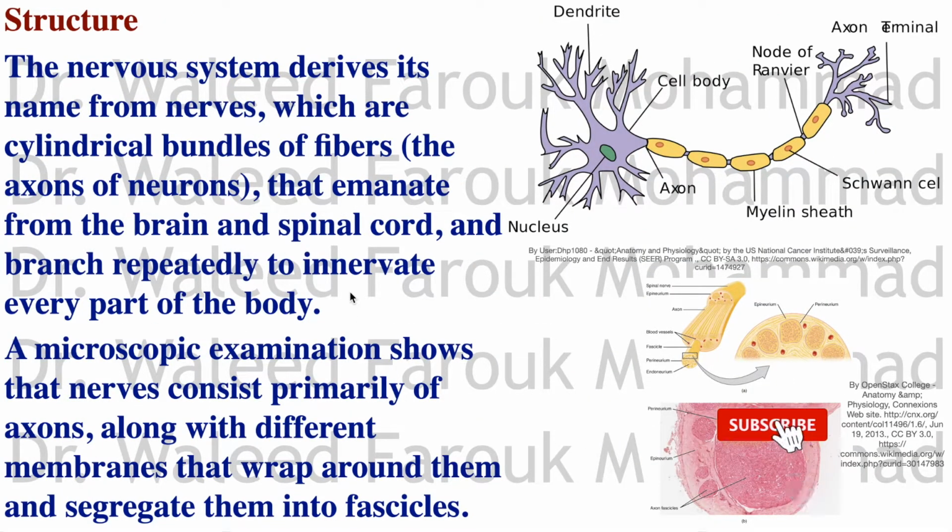The structure of the nervous system: the nerves are cylindrical bundles of fibers, as you can see here, called fascicles. They originate from the brain or the spinal cord and branch repeatedly to innervate every part of the body. On the microscopic level, examination shows that the nerve consists primarily of axons, as you can see here.